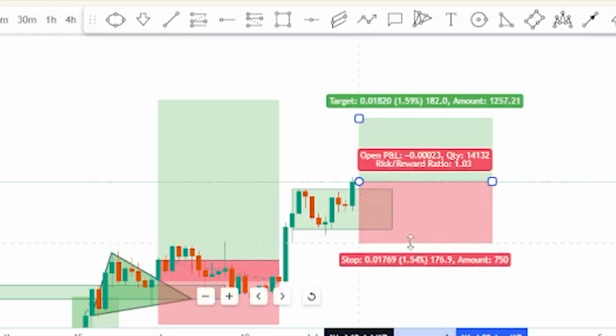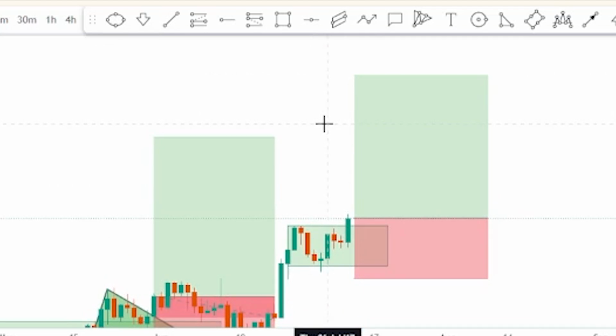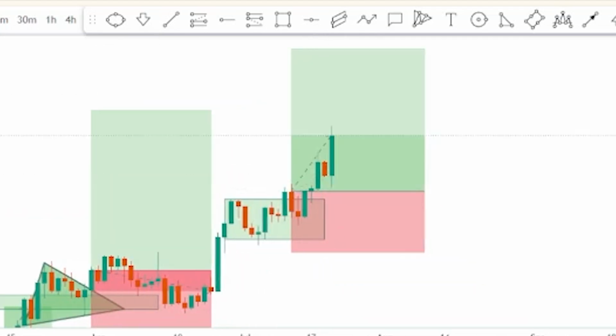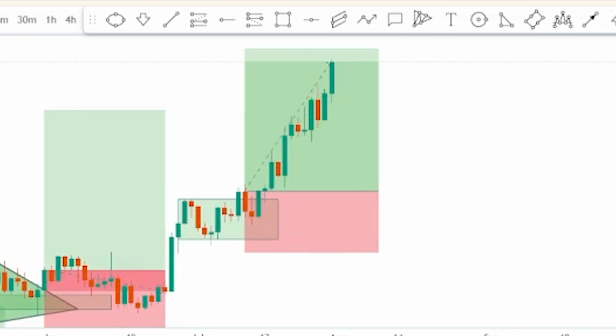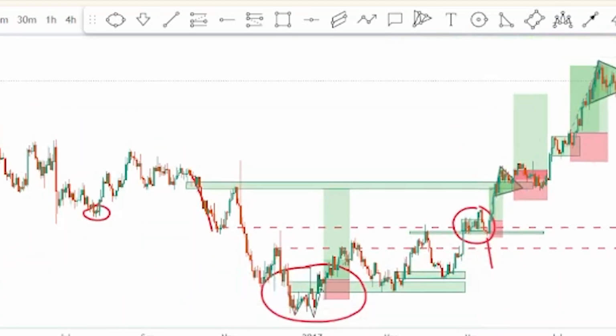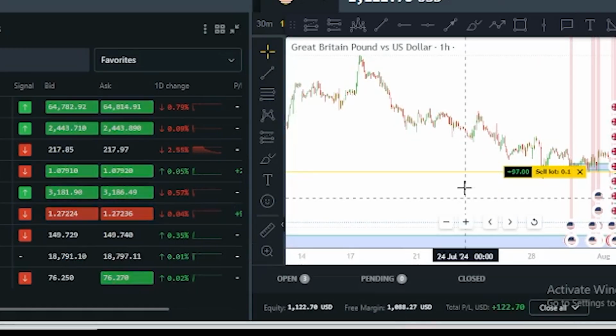Remember, the stop loss has to be below the low of the formation of the chart pattern. Let's see what happened. We are still good. Continue to move to the upside. Okay, that's how we use the reversal chart patterns and the continuation chart patterns.